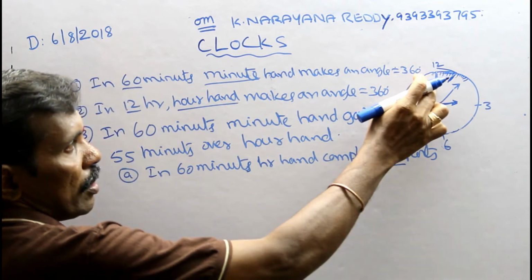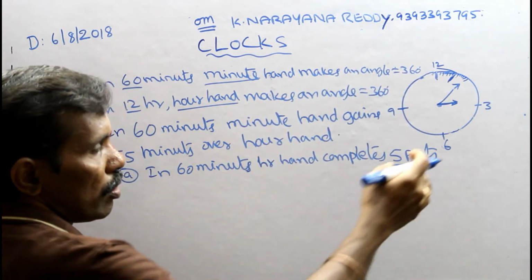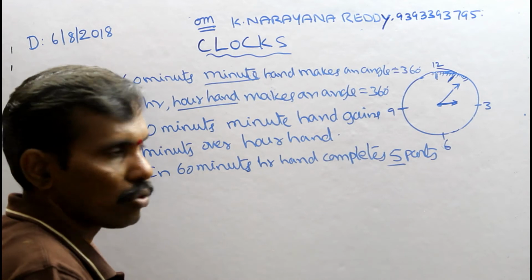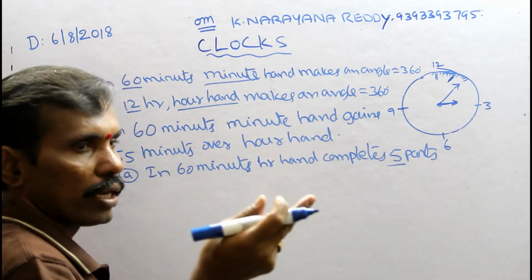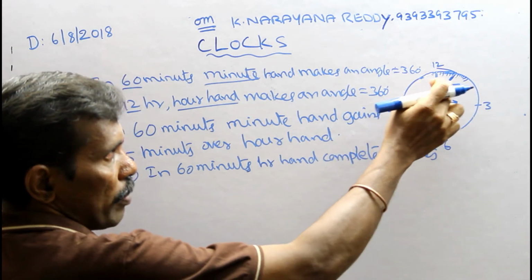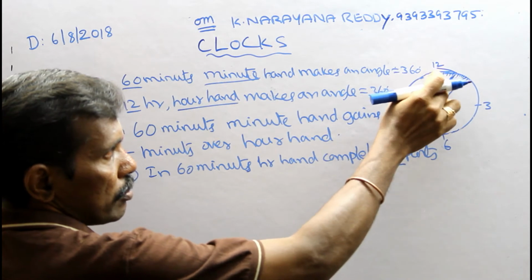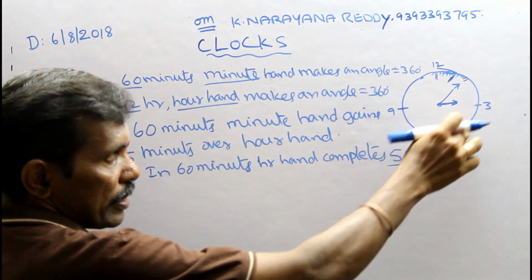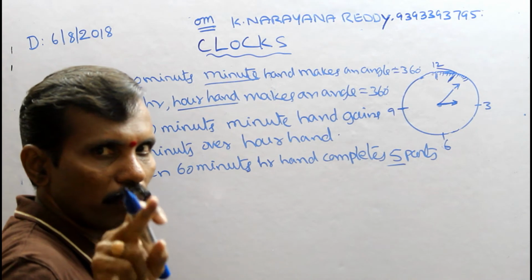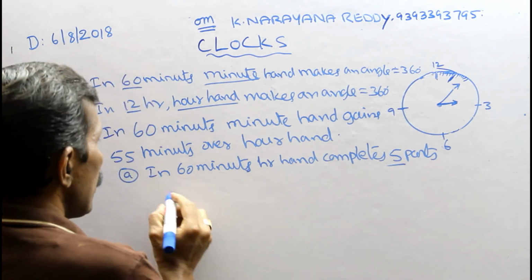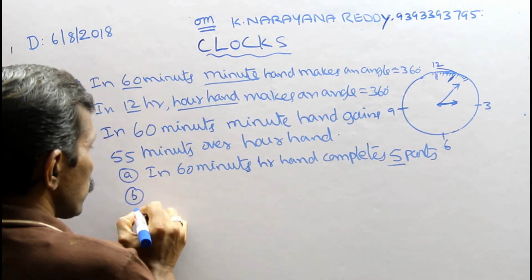Why? Because at the time of 12, the 2 hands coincide. But after 1 hour, the hour hand completes 5 parts, but the minute hand completes 60 parts. Each part is 1 minute, you know that. So, B.